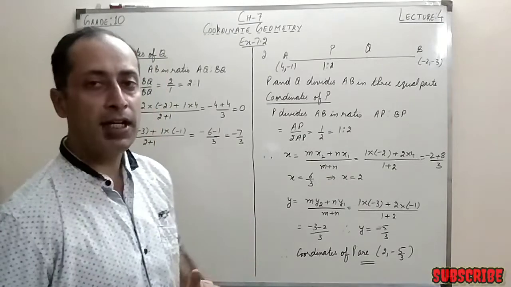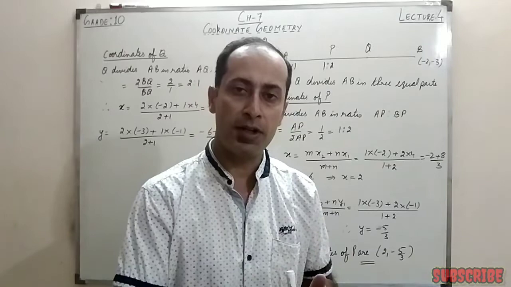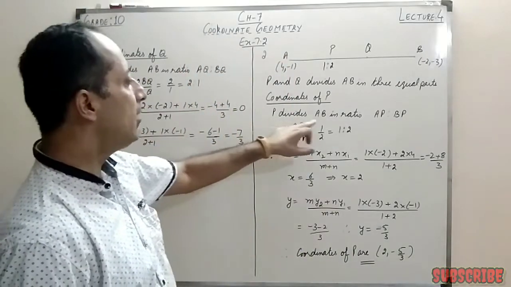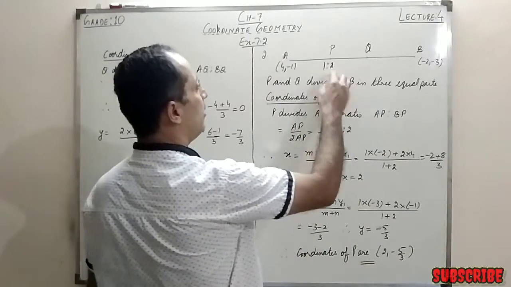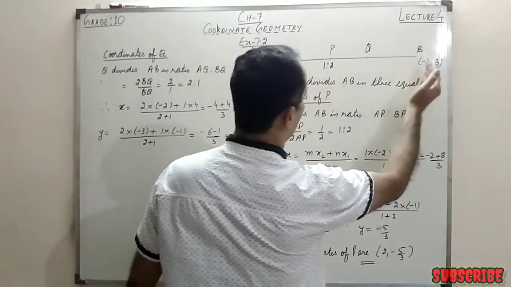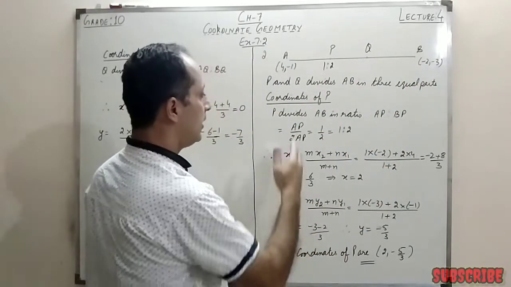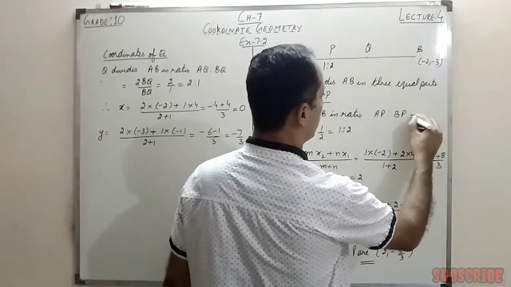Now, if we have to find the coordinates, we should know the ratio also. So first, before finding the coordinates of P, we will find the ratio. Now, we know P divides AB in the ratio AP is to BP. This is P. On one side we have AP and on the other side we have the complete BP. Now, the ratio would be AP upon BP.